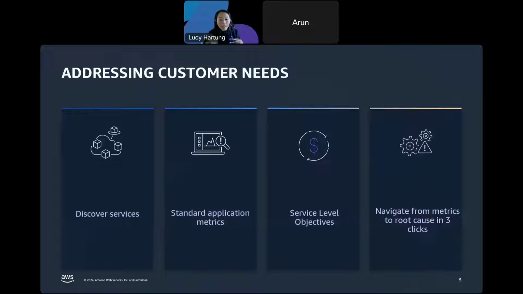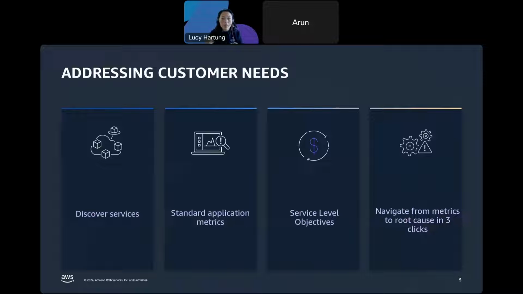Guess what? We hear you loud and clear. So we're very excited to talk about this new capability that Arun is going to dive deeper into in the later session to really try to address these needs. First is a capability to help you discover the various resources or microservices underlying the application. That's going to help you understand what components are building this application and what its dependencies are, making it easier to understand the architecture of the application.